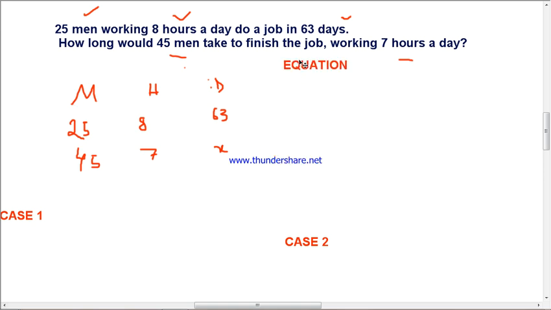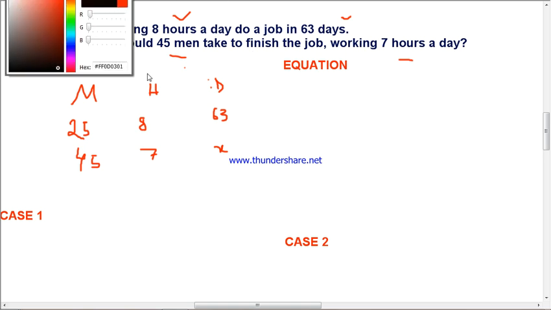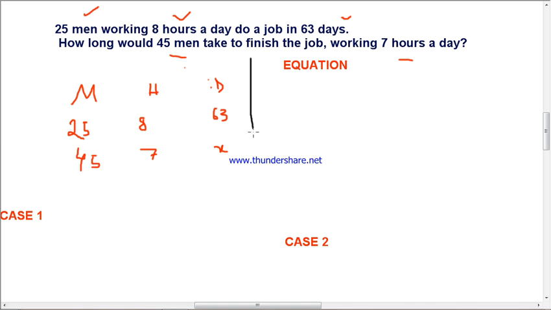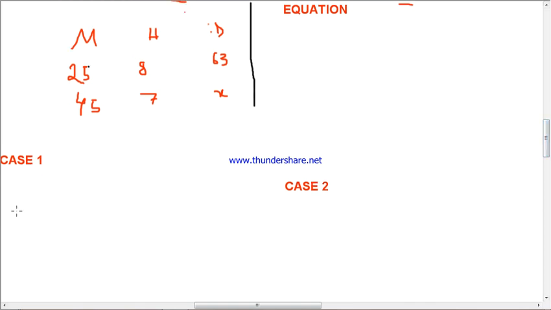I'm going to keep it this side. Okay, now let's do the calculation. Okay, 25 men, again I'll write men over here. Hours and then days. You have 25 men working continuously 8 hours, and they can finish the work in 63 days. Now you have 45 men.